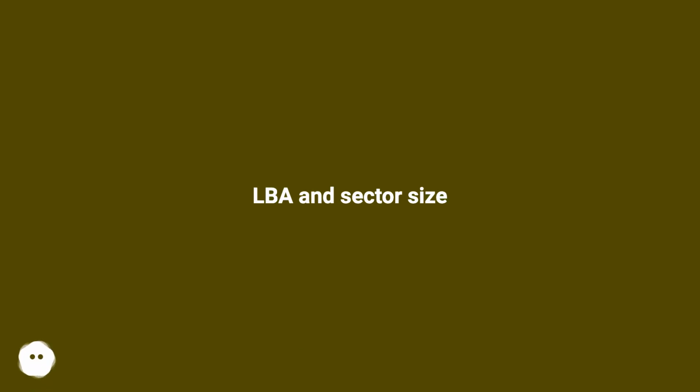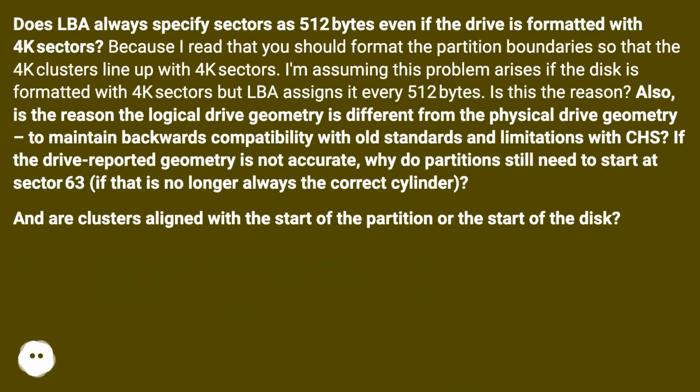LBA and sector size. Does LBA always specify sectors as 512 bytes even if the drive is formatted with 4K sectors? Because I read that you should format the partition boundaries so that the 4K clusters line up with 4K sectors. I'm assuming this problem arises if the disk is formatted with 4K sectors but LBA assigns it every 512 bytes.